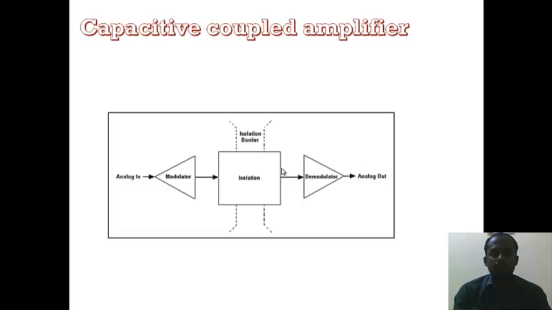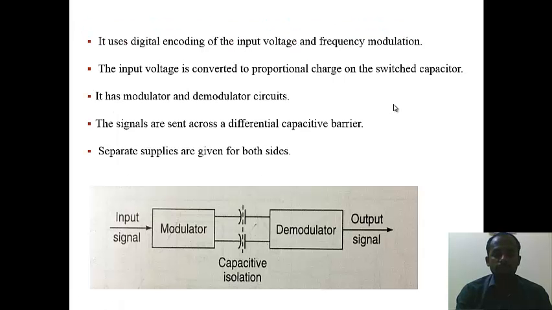Capacitive coupled amplifier. A capacitive coupled amplifier uses capacitive action as a barrier in the circuit. If you see here, the analog input signal is given to a modulator, which gives it to an isolation capacitor, and from this isolator it is given to a demodulator, and from the demodulator the analog output is taken. It is mainly used for digital encoding of the signal, and the input voltage is converted to a proportional charge and stored on a capacitor. It has both modulator and demodulator circuits, since the signal is an electrical signal.